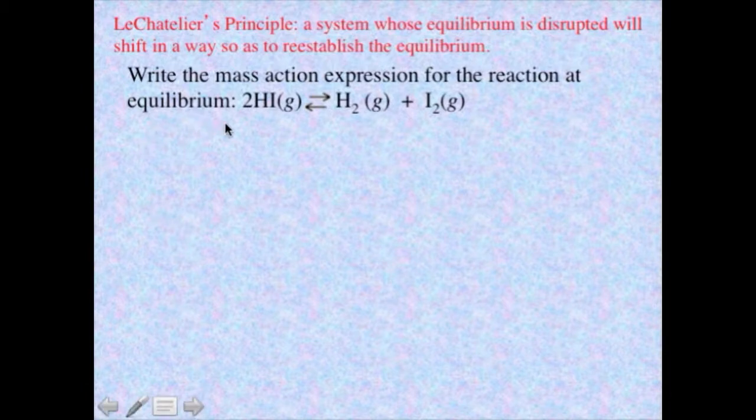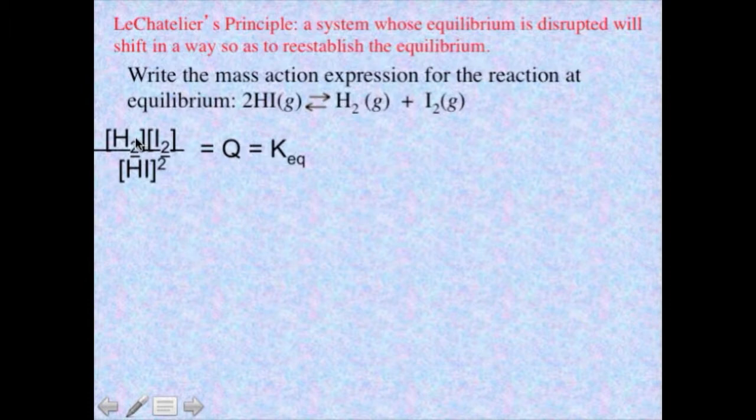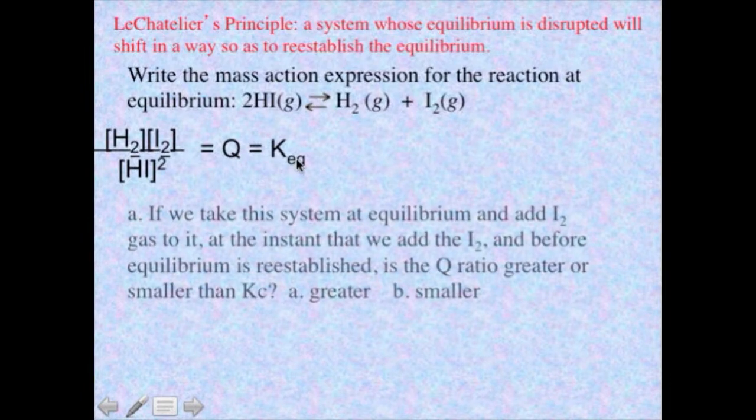So write the mass action expression for the reaction of 2HI forming H2 and I2. Pause it, try it, and you should have come up with product concentrations in the numerator and reagent concentrations squared, because the coefficient is 2, in the denominator, equals Q, and in this case you're at equilibrium, so that equals KEQ.